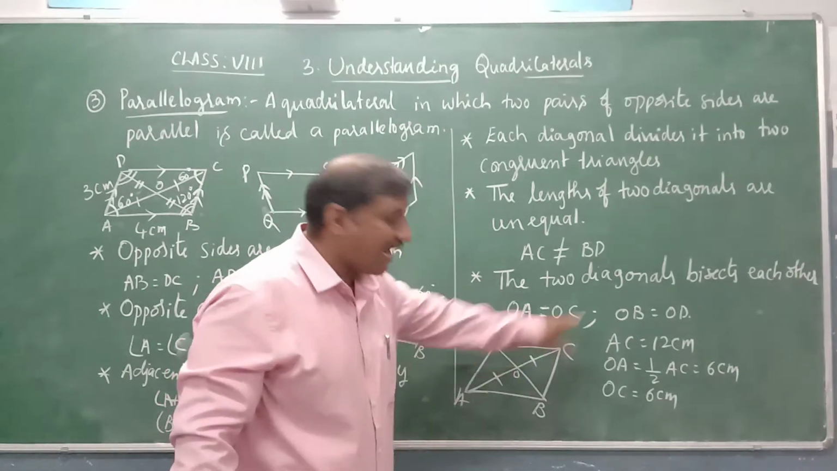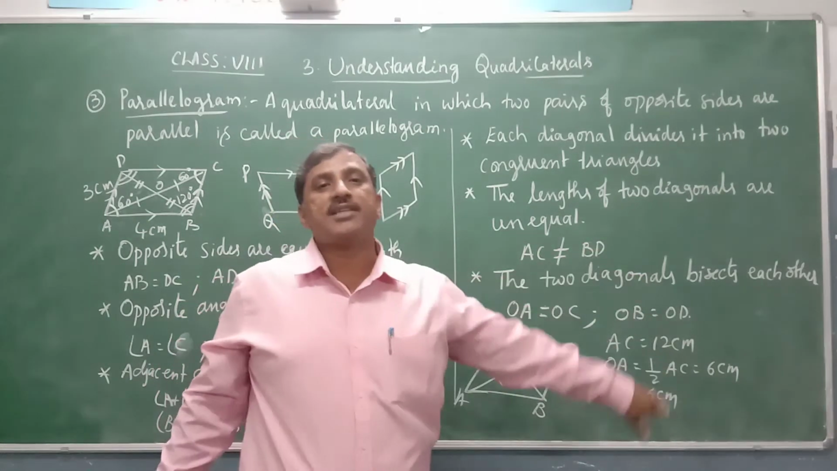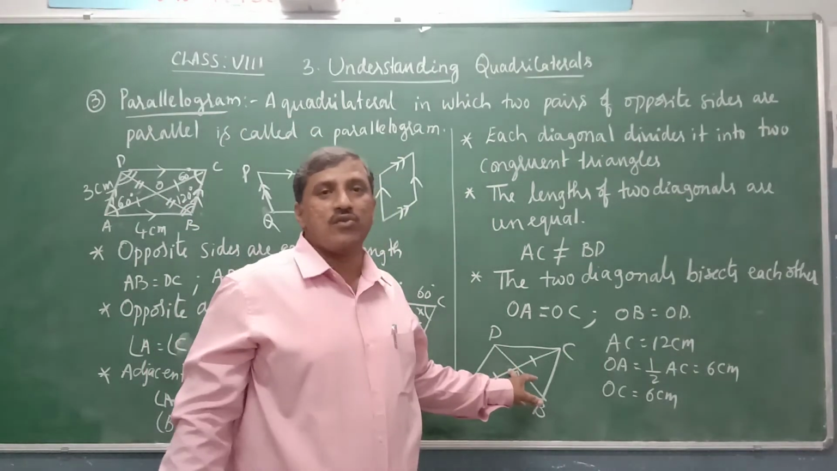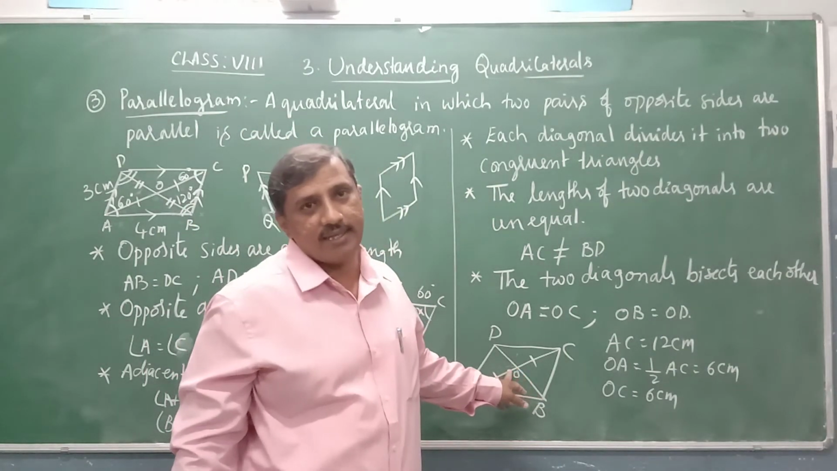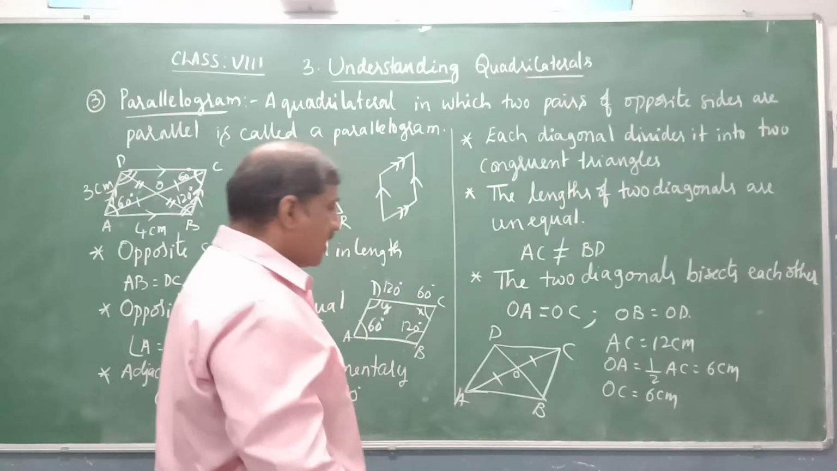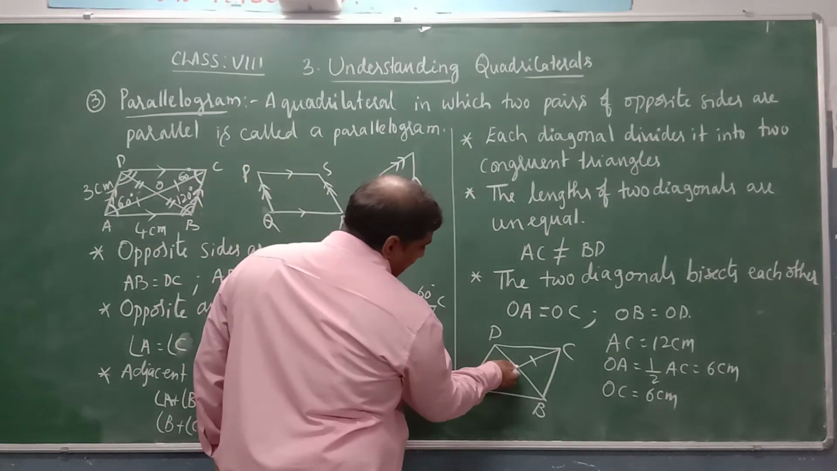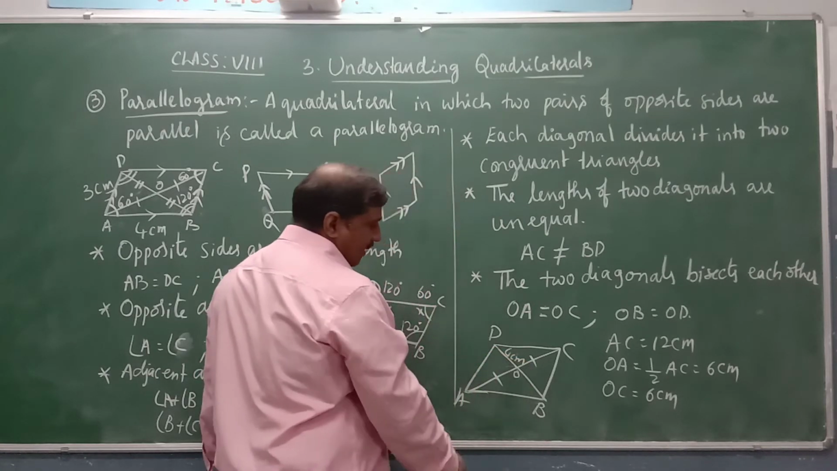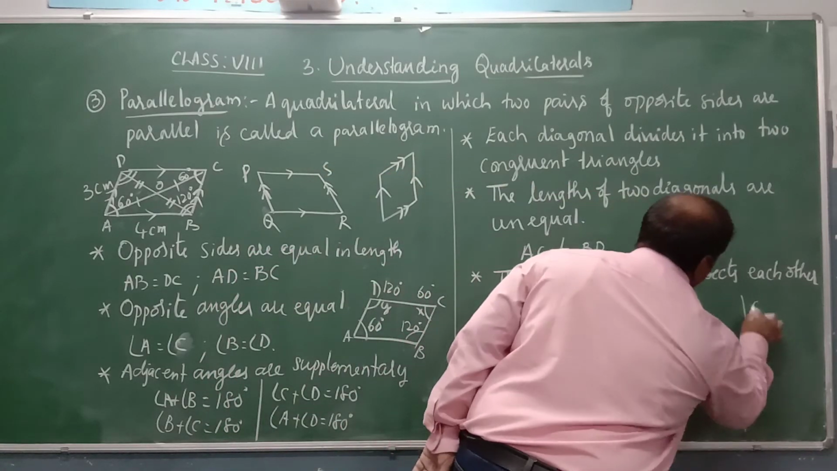Now, how much is AC? It is 2 times OA, double the length of OA. That is 2 into 5, 10 centimeters. Similarly, if OD is equal to 4 centimeters, then how much is OB?